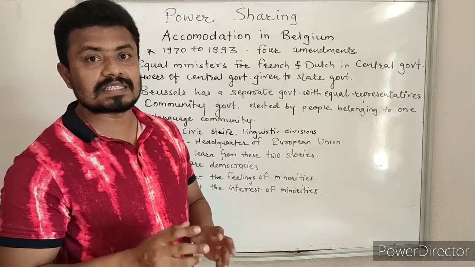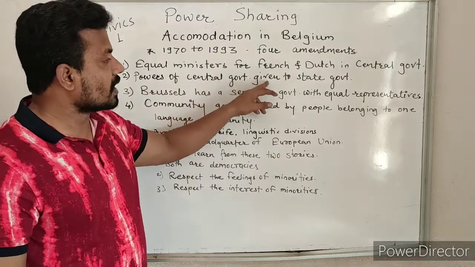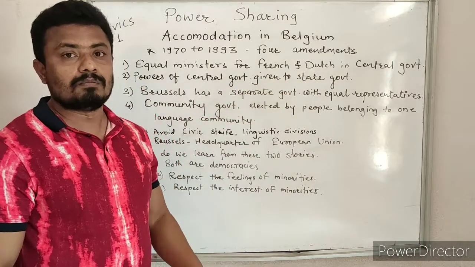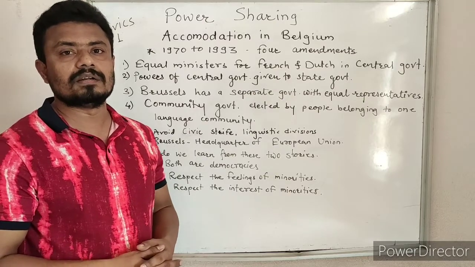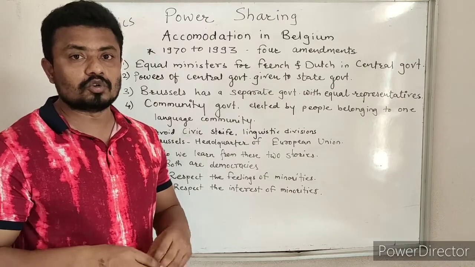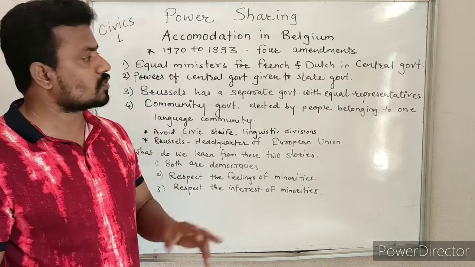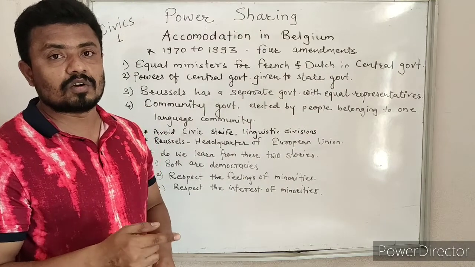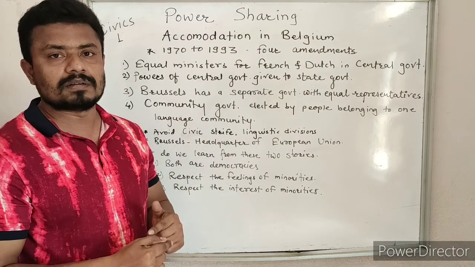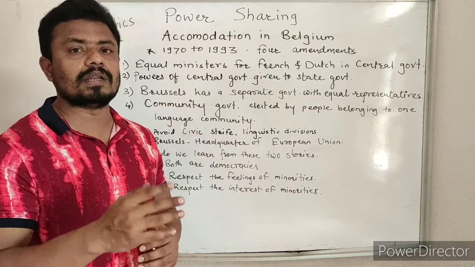Let us turn towards the second change. Powers of the central government are given to the state government. Most of the powers of the central government are given to the state government to create stability, to share their power. They share their power very beautifully, and that's why state governments are satisfied. It doesn't mean that the state government will work under the central government. Now the state government will work independently.